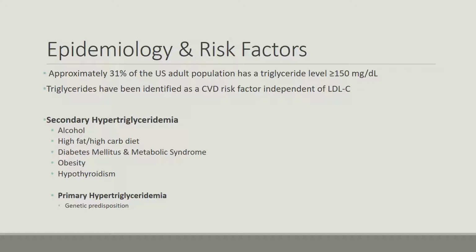Hypertriglyceridemia can be primary or secondary in nature, so that's pretty important when doing your differentials, thinking about not only secondary causes, but also primary causes, which are only about 5% of hypertriglyceridemias, so it'll be pretty low on your differential list. Some risk factors for secondary hypertriglyceridemia are going to be alcohol intake, high fat or high carb diets. To go along with that, diabetes mellitus and metabolic syndrome, as well as obesity. A lot of these are usually sometimes related, although not always.